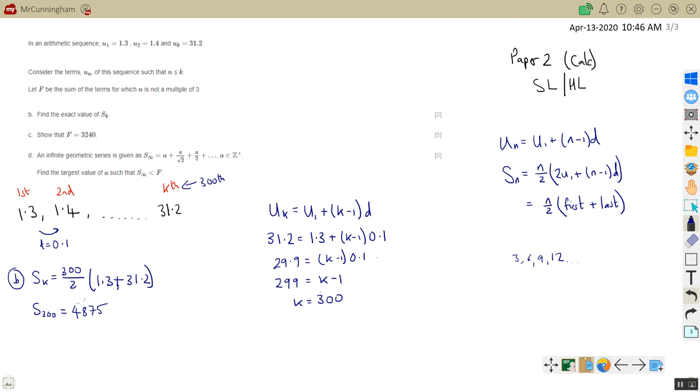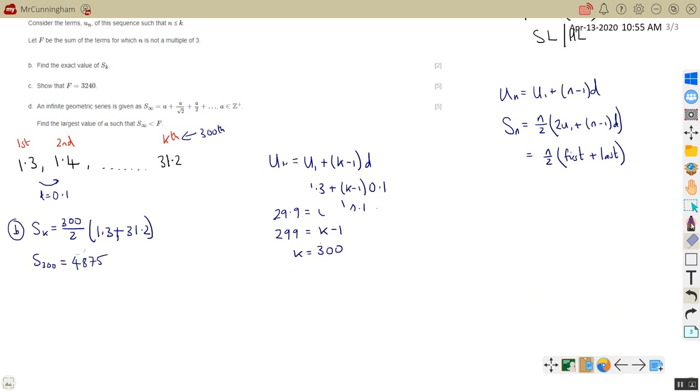Okay, make sure, did you get it? Okay. All right, let's have a look at the next part then. So let's go black. Okay, so show that f is equal to 3240. Now we said f is the sum of the terms for which n is not a multiple of 3. So let's look at our full sequence. Let's ignore f for a second. We've got u1, u2, u3, u4, u5, and that goes all the way up to u300.